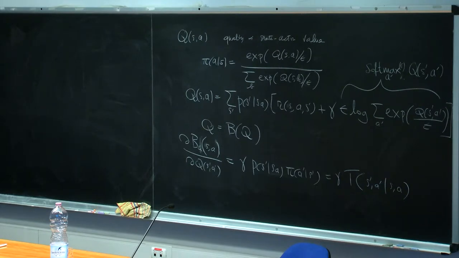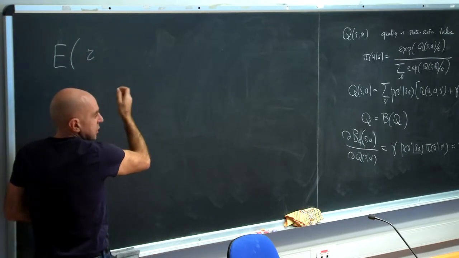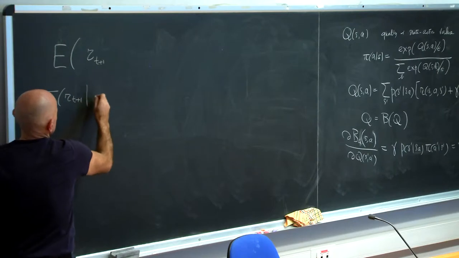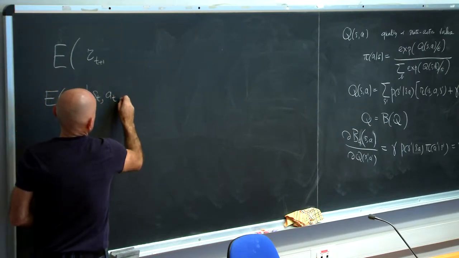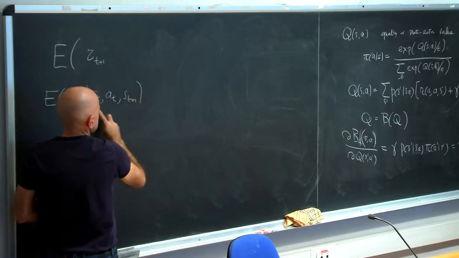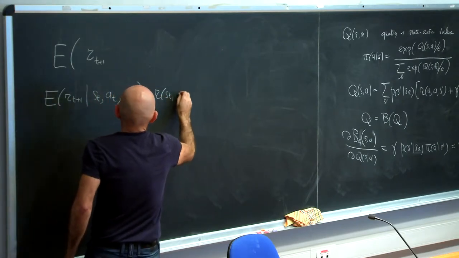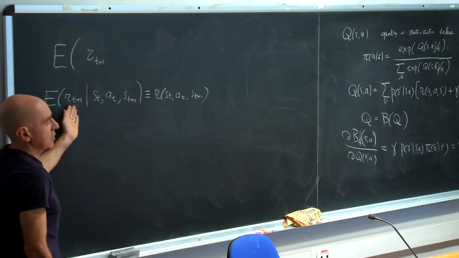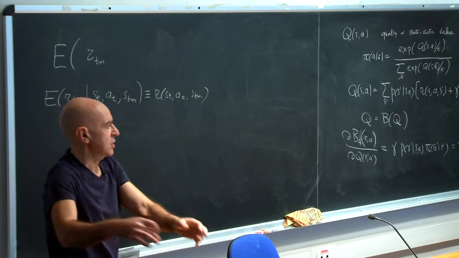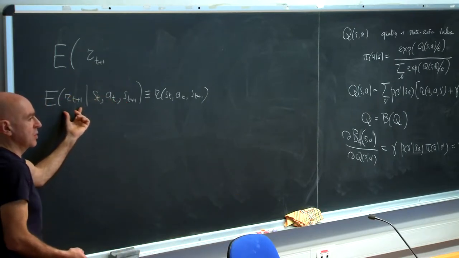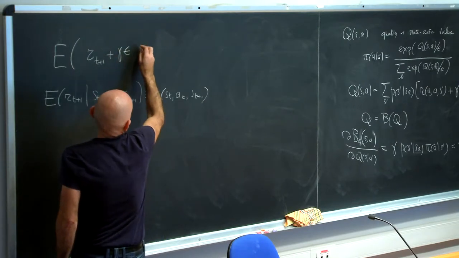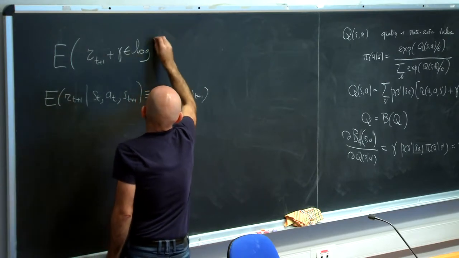The expectation value of the reward that you get, R_{t+1}. This means the expected value of R_{t+1}, given that I was in state S_t, took action A_t, and ended up in state S_{t+1}. This is by definition R(S_t, A_t, S_{t+1}). So this is a truly random quantity, which depends on the history of the path that you're doing across your states, and even on some inherent randomness in the reward distribution. So this thing plus gamma times the max over A prime.